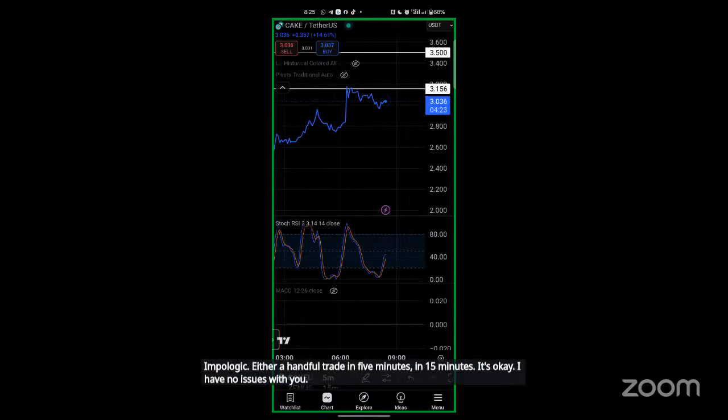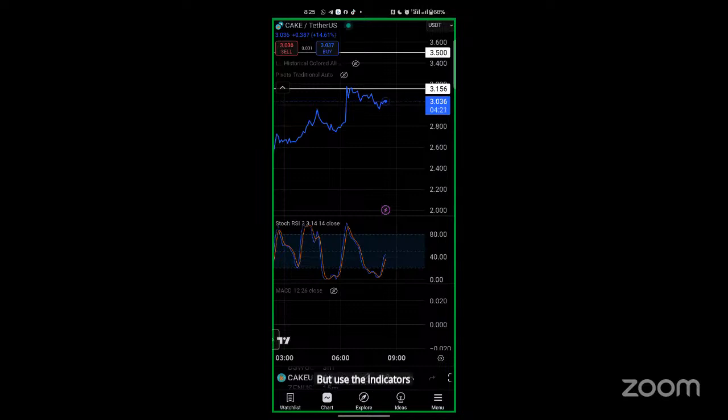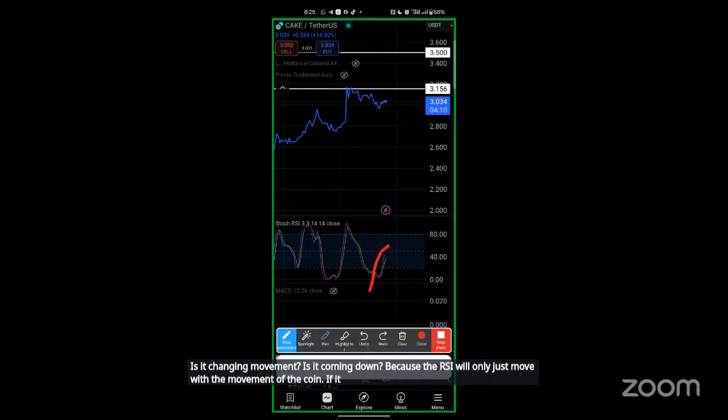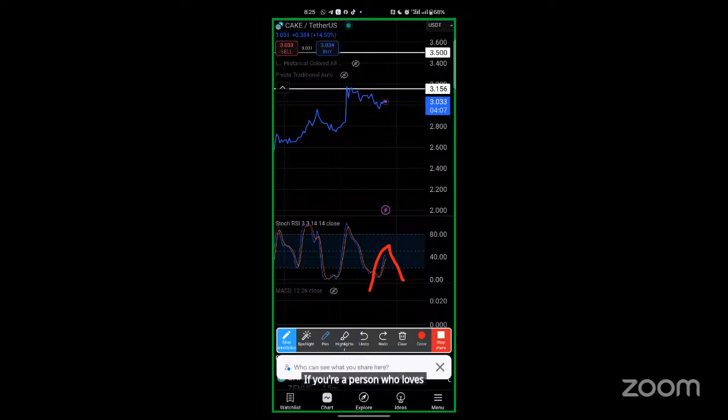But use indicators like the RSI to help you. Where is this point? Is it changing movement? Is it coming down? Because the RSI will only just move with the movement of the coin. If it's going up, it goes up. If it's going down, it's going down. If you're a person who loves pumping coins, that should be your approach.